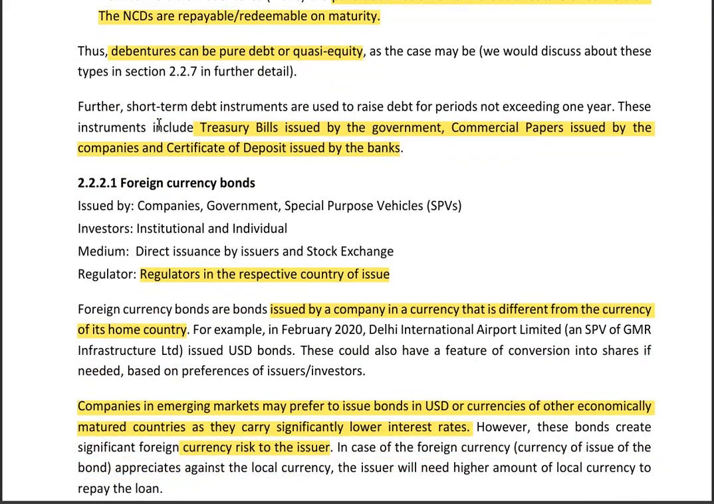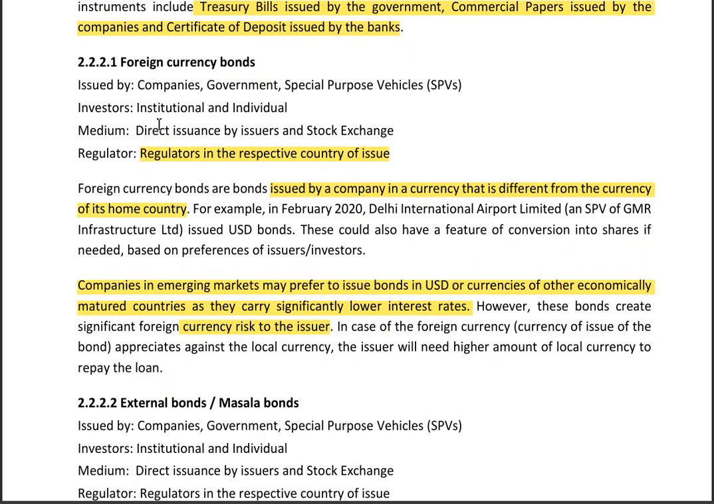Let's see about foreign currency bonds. Foreign currency bonds are issued by a company in a currency that is different from the currency of its home country. For example, to construct the Delhi International Airport, an SPV, a special purpose vehicle of GMR Infrastructure Limited, issued USD bonds. This could also have a feature of conversion into shares if needed, based on the preferences of issuers and investors. These are issued by companies, government, SPVs. The investors are institutional and individuals. They can issue directly or via stock exchange. The regulator is in the respective country of issue.